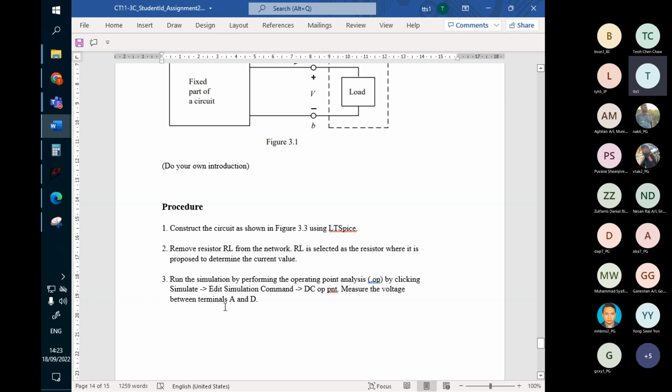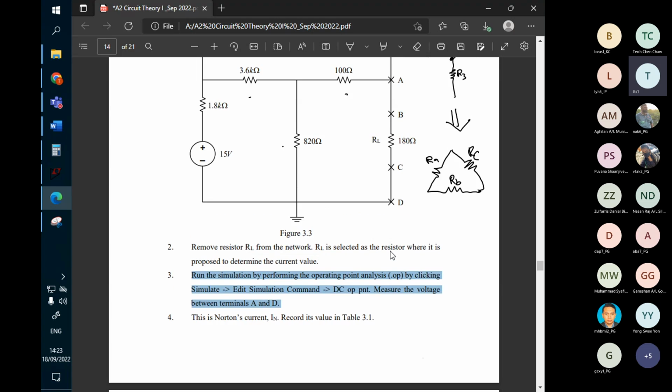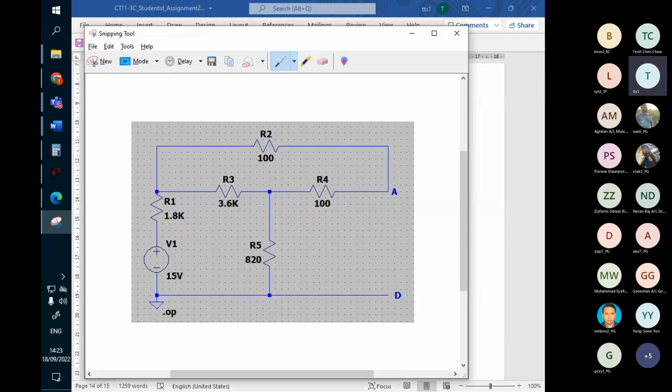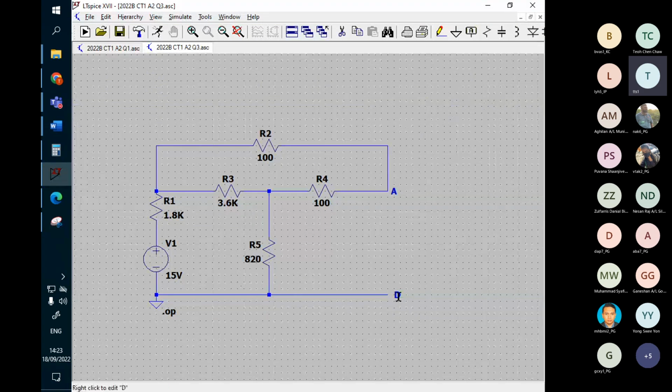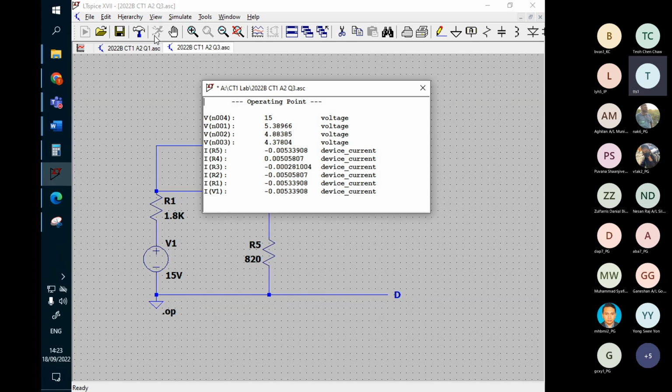Okay, run the simulation by performing the operating point. Same thing, same analysis. Measure the voltage between terminal A and D. I'm sure we can measure the voltage here because we have the ground at this node. And then we must be able to measure the voltage here, I suppose. Okay, let's run it. Yeah, operating point, double check operating point analysis.